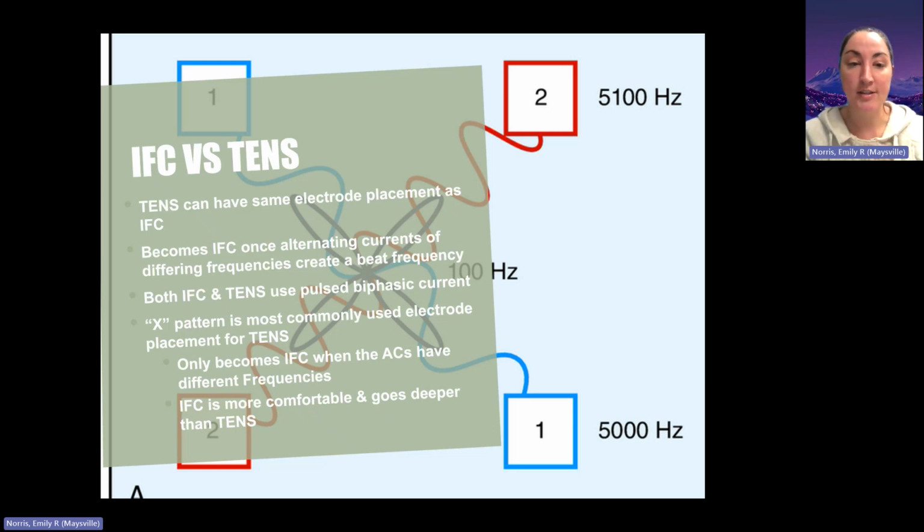Pulsed biphasic current. Both of them can use an X pattern of electrode placement. That is actually the most commonly used electrode placement for TENS. However, only IFC uses those two different frequencies that create a beat frequency that goes deeper and is more comfortable. So let me know if you have questions on that.